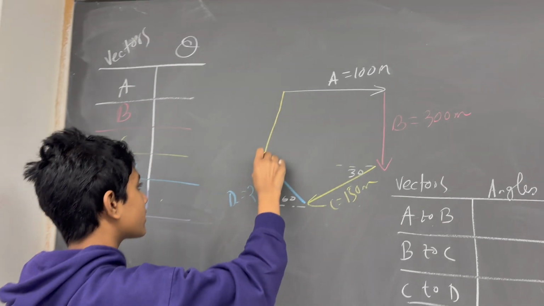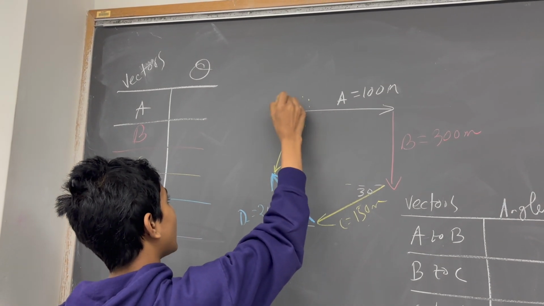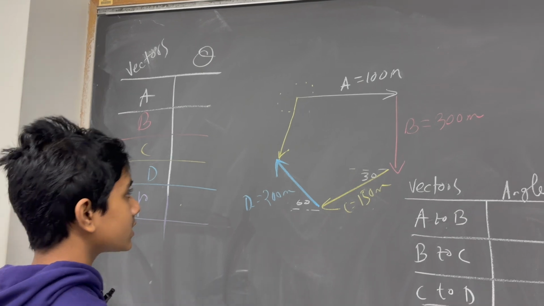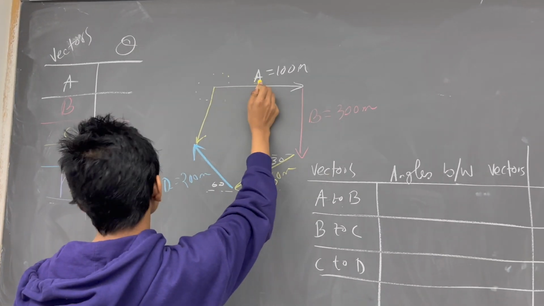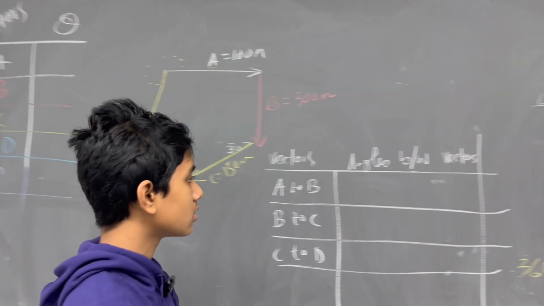We want the angle of the resultant vector right over here. So we're trying to figure out that angle with respect to the x-axis. So firstly, let's find the angle of A to B, B to C, C to D.